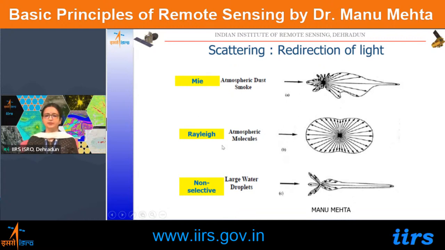And then we have these two types of scatterings. Rayleigh and Mie are dependent on the wavelengths, so we call them selective scatterings. Shorter wavelengths are scattered more in Rayleigh and Mie, whereas we have another type of scattering also, where the scattering is independent of wavelength. Whatever wavelength strikes the particle, all are equally scattered. So we call it non-selective scattering.